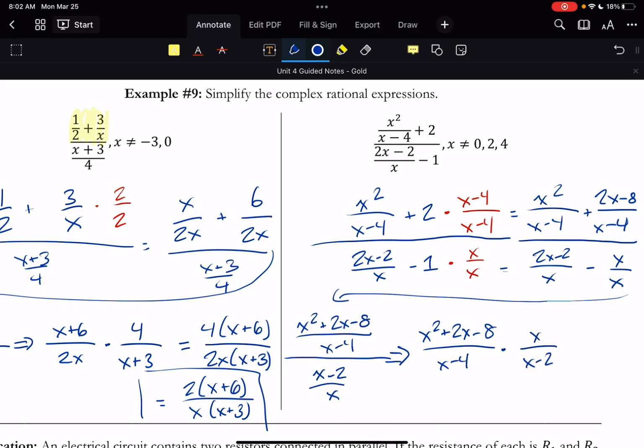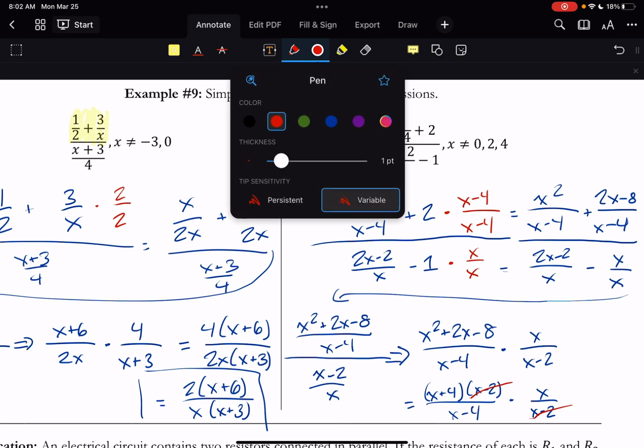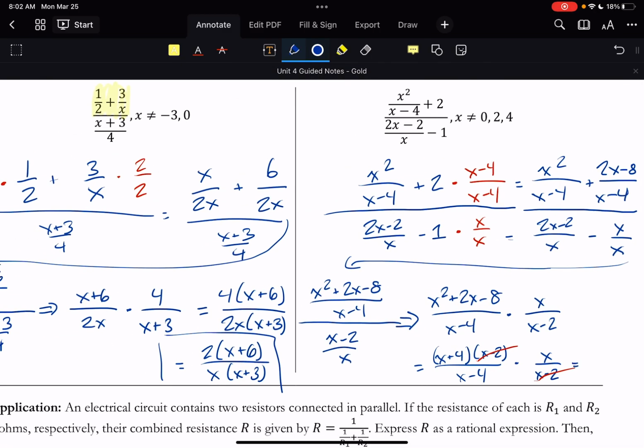And I look, I can factor that numerator of my first rational expression. So this is going to factor into x plus 4 times x minus 2 over x minus 4 times x over x minus 2. And now I look, I can cancel out the x minus 2's. So this leaves me now with my final answer of x times x plus 4 over x minus 4. And that's that fully simplified down. Remember, we do not redistribute the x.